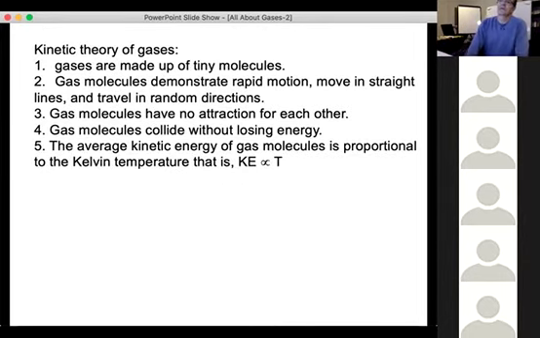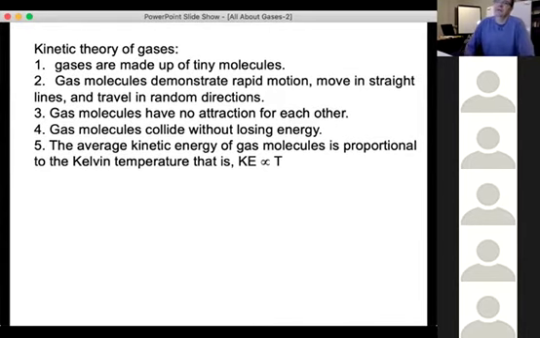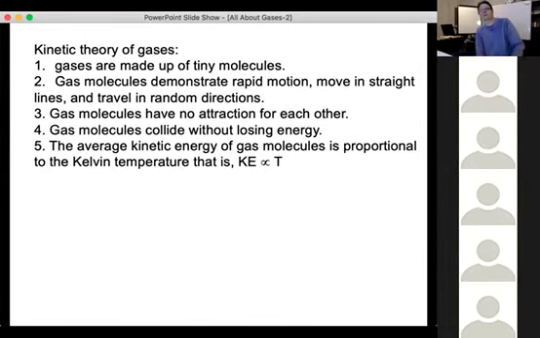There's the kinetic molecular theory of gases. It tells you a little more about what's inside a gas. Gases are very tiny molecules. Gas molecules are in very rapid motion, move in straight lines and travel in random directions. Gas molecules have no attraction for each other. Gas molecules collide without losing energy. If you ever go on and take physics, we'll call that an elastic collision. The average kinetic energy of gas molecules is proportional to the Kelvin temperature. Again, in any gas law problem, the temperature must be in Kelvin.